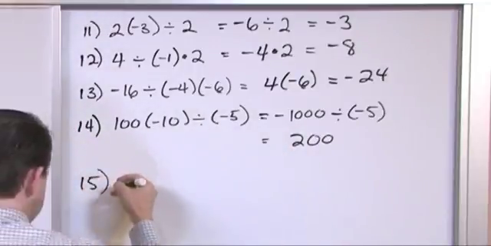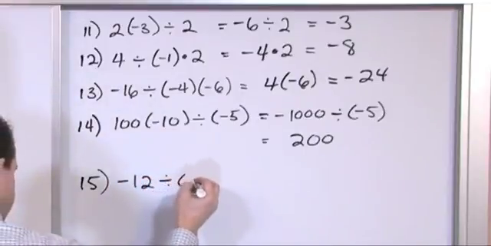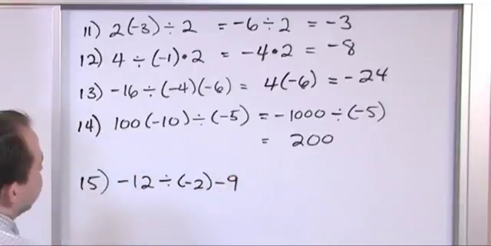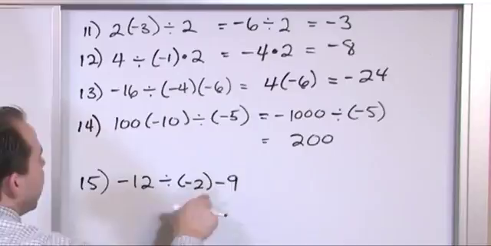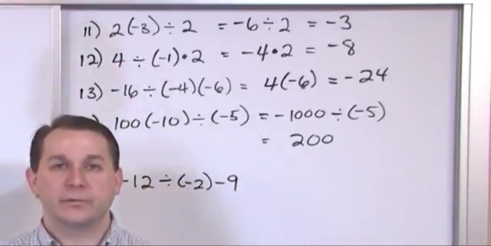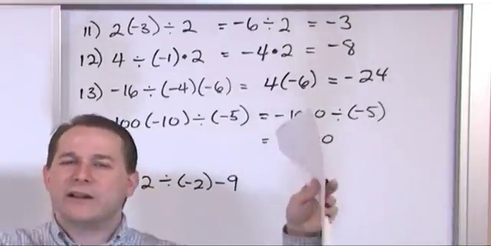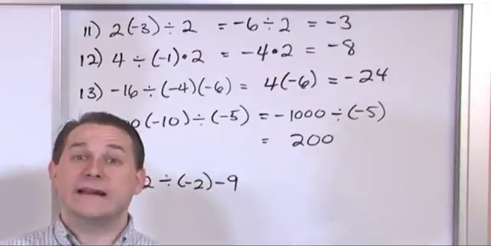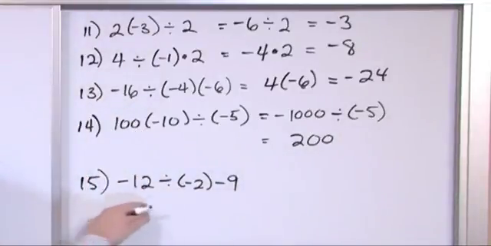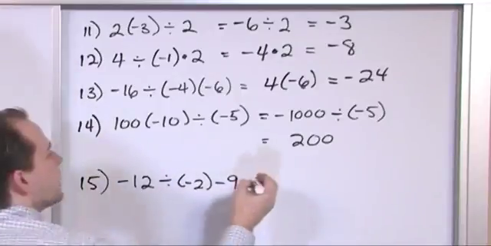Next problem. Let's say we have -12 divided by -2 minus 9. And so here what we have is division going on, and then we have some subtraction. Now always remember, and we're going to learn about this in another section as well, but division and multiplication are at a higher level. They're more important, you could kind of think of it, than adding and subtracting. You always do them first, if you can, if you have them in the same line. So here we have division, here we have subtraction. So we're going to work on the division first.